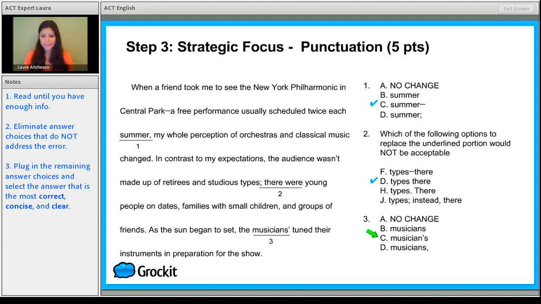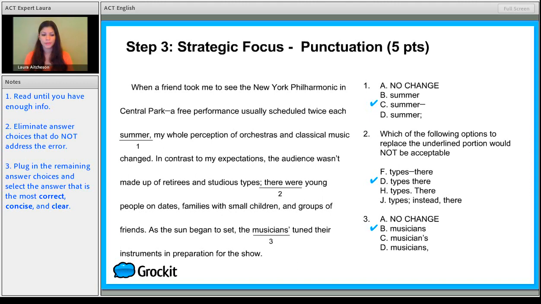So there's no possession, but should there be a comma? "As the sun began to set, the musicians, comma, tuned their instruments." What would the comma even be doing? It's not in an appositive. It's not setting off an intro phrase. So there really shouldn't be a comma. So no apostrophe, no comma, answer choice B, and done.